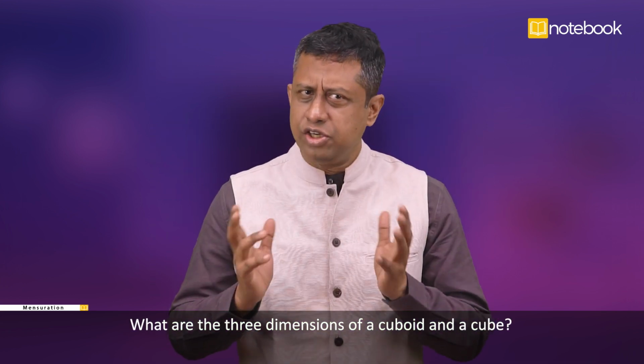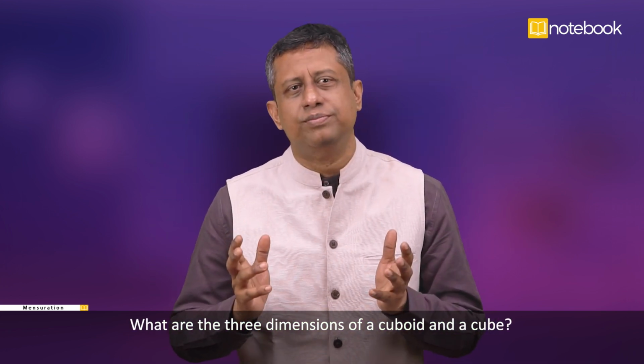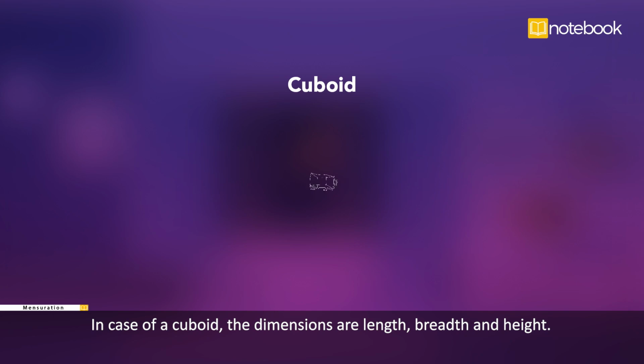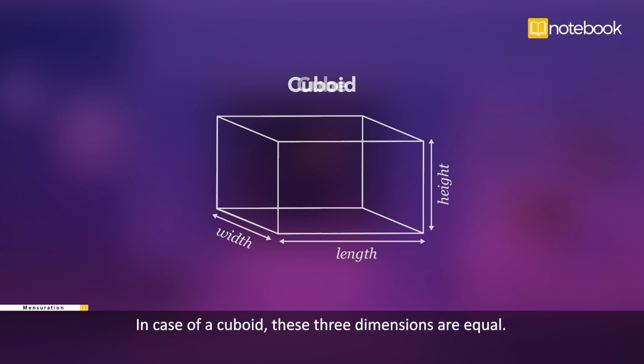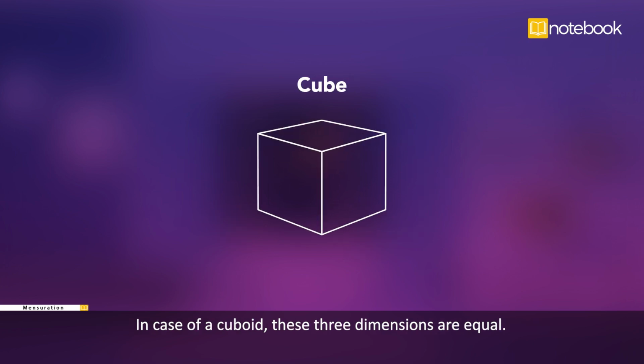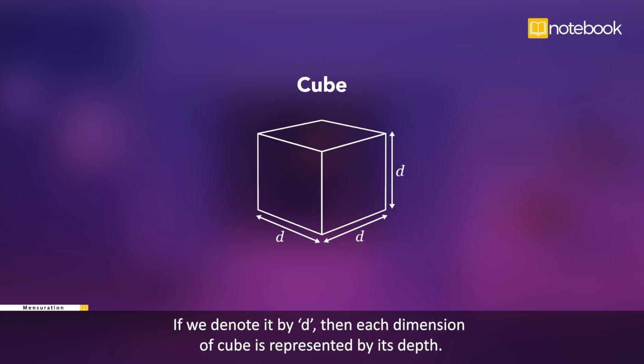What are the 3 dimensions of a cuboid and a cube? In case of a cuboid, the dimensions are length, breadth, and height. Remember that breadth of a cuboid is also called width or depth. In case of a cube, these 3 dimensions are equal. If we denote it by d, then each dimension of the cube is represented by d.